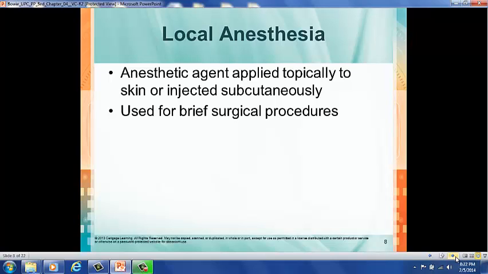Local anesthesia numbs a small area such as a finger or a toe and occurs when an anesthetic agent is applied topically to the skin or injected subcutaneously. Local anesthesia is used for dental procedures and brief surgical procedures.